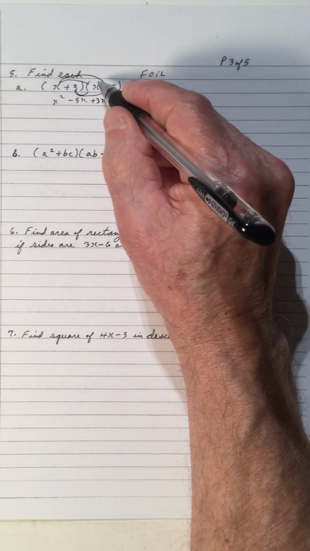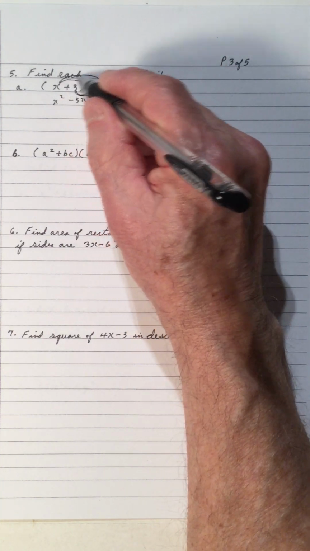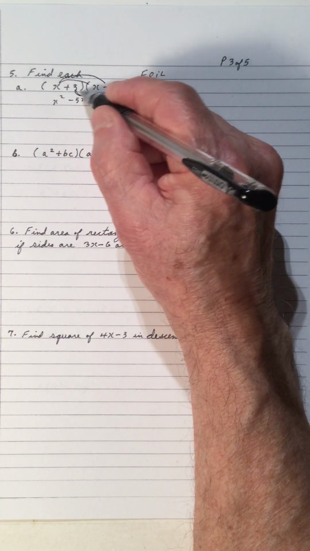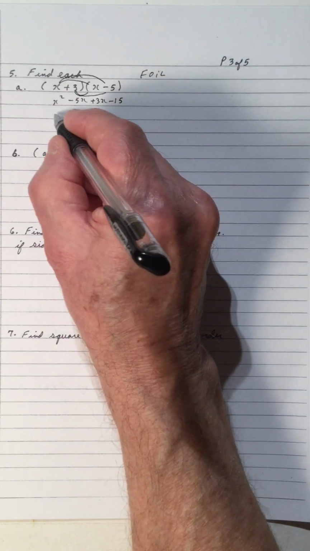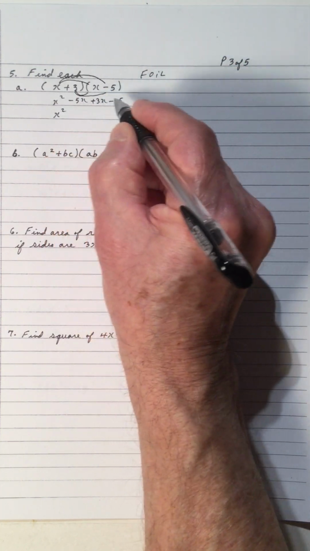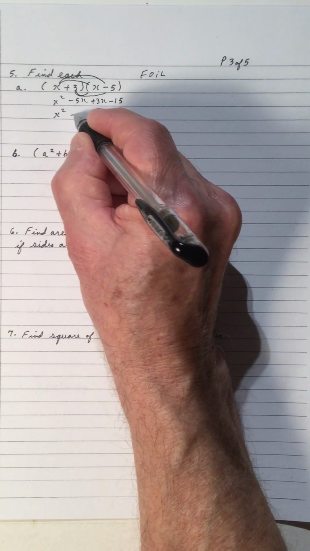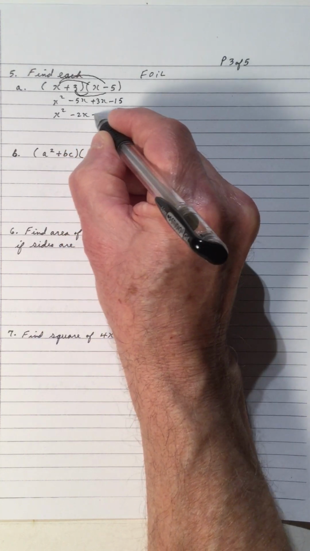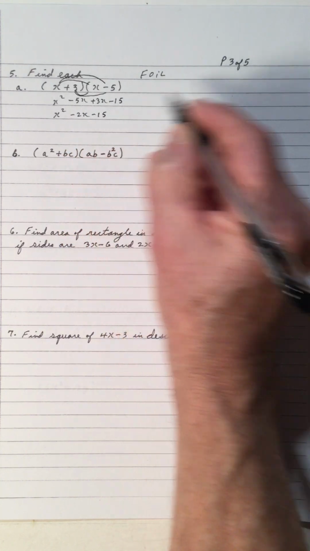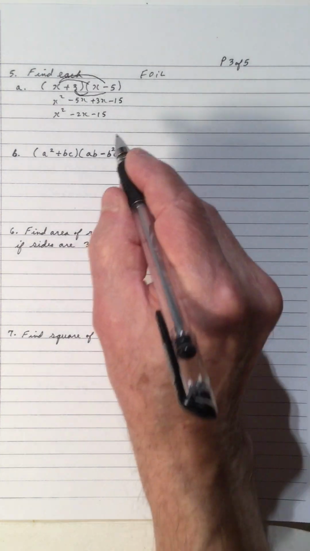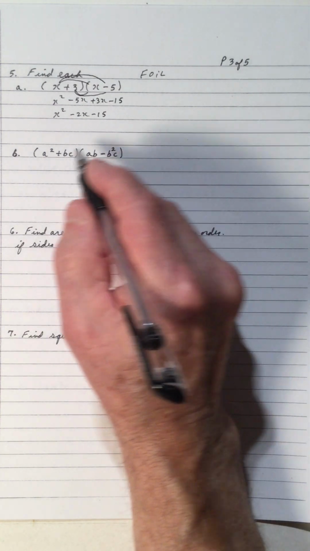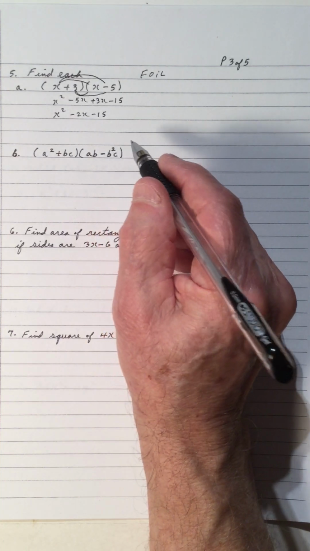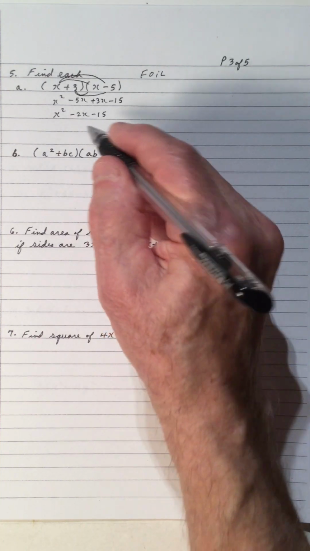So we multiply by FOIL: first, outside, inside, last. And we add up like terms. So we get x squared, negative 5 plus 3 is negative 2x minus 15. And we have another multiplication, but we have all sorts of A's, B's, and C's, so we won't worry about descending order, we just multiply.